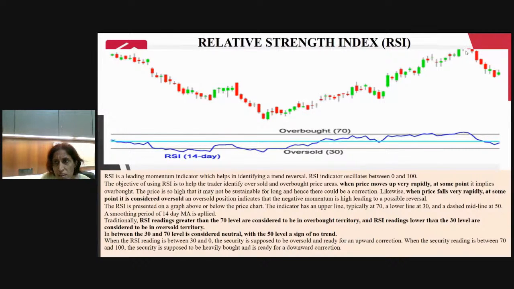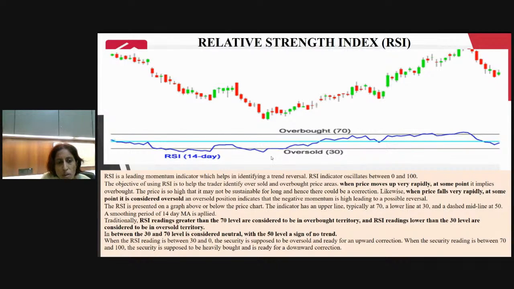The moment the RSI line is over and above the 70, it's the right time to sell and come out of the market, because after that the prices may come down.